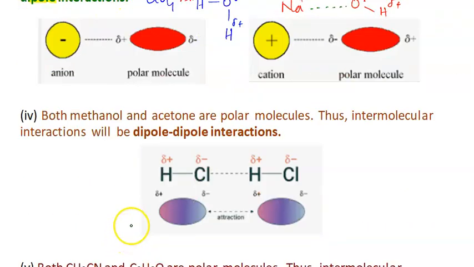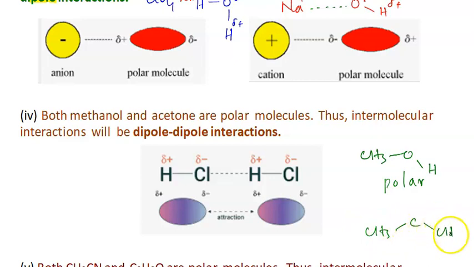Coming to the fourth one, we have methanol and acetone. Methanol is CH3OH. It is a polar molecule, like water. Similarly, acetone, CH3COCH3, is also a polar molecule. Therefore, this interaction is between a polar and a polar molecule. Therefore, polar molecules are always dipoles.